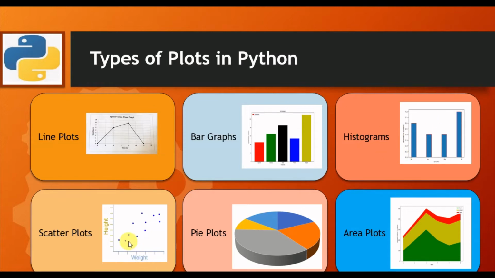The fourth one is the scatter plots, which are used to draw the dotted line between the two variables. The fifth one is the pie plots, which is used to show the percentage of various elements in a certain thing. And the last one is the area plot, which is used to indicate the area of the given curve.